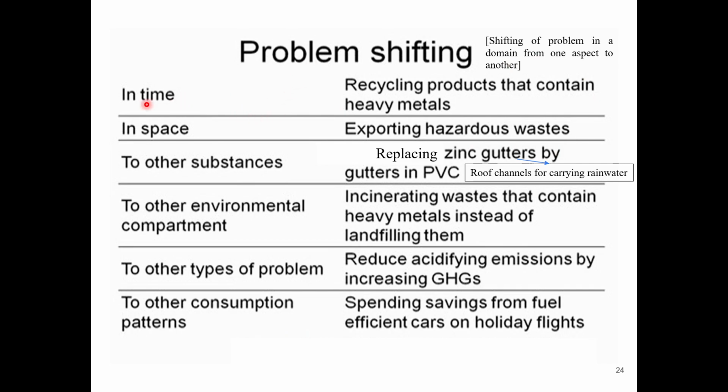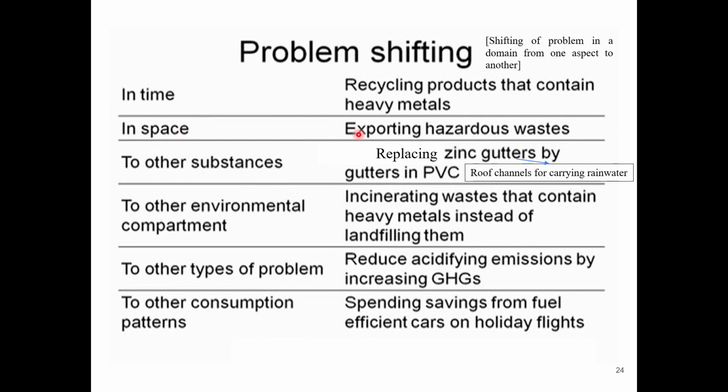Let us see, for example, in the domain of time. In the time domain, we are recycling products that contain heavy metals. We can say that recycling is a good thing, a good aspect, a good habit. But if we are recycling the heavy metals, they in return release some emissions to air. So that is again a nuisance, and we don't want that. That is basically problem shifting. We are creating a solution, but in return we are also creating a problem.